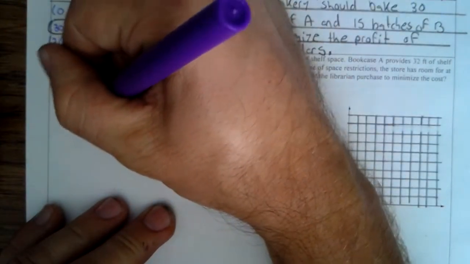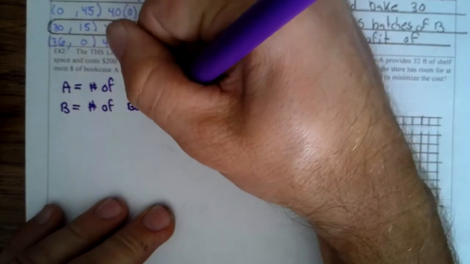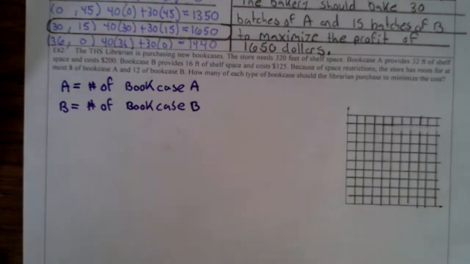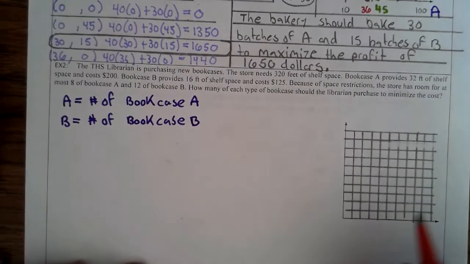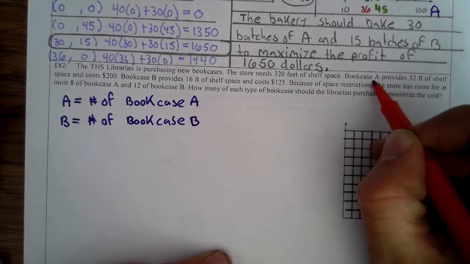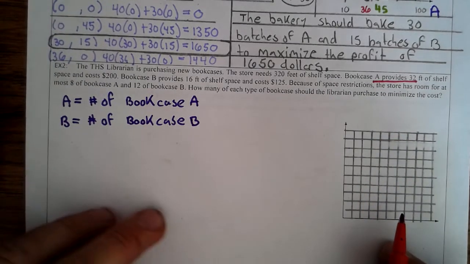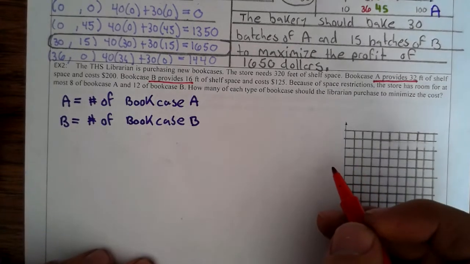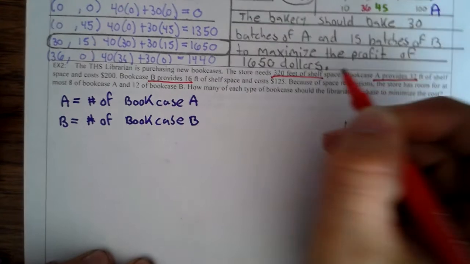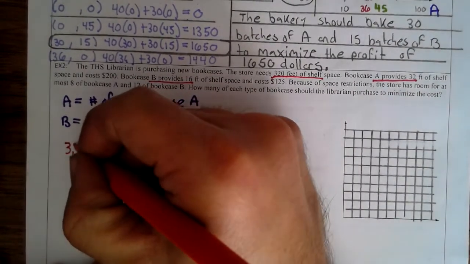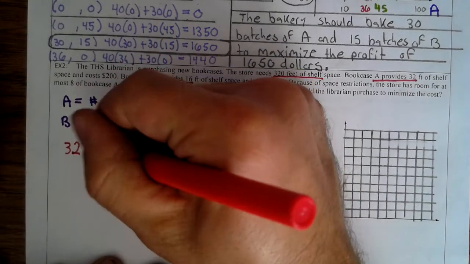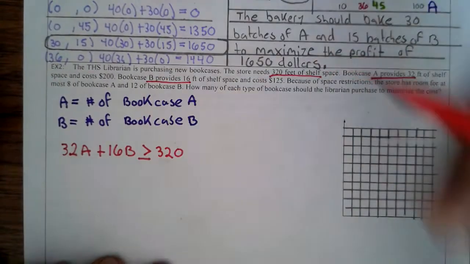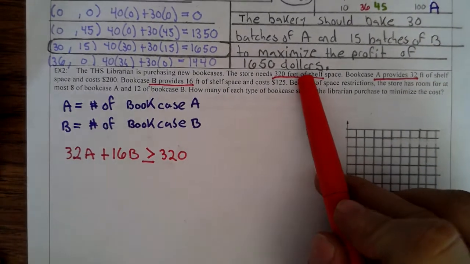B is the number of bookcase B. All right, so now we know that A provides 32 feet of book space and B provides 16 feet of bookcase, and there's a total of 320 feet of shelf. So we know that that's 32A plus 16B could be greater than or equal to 320 feet. Okay, because it doesn't say it has to have at most.